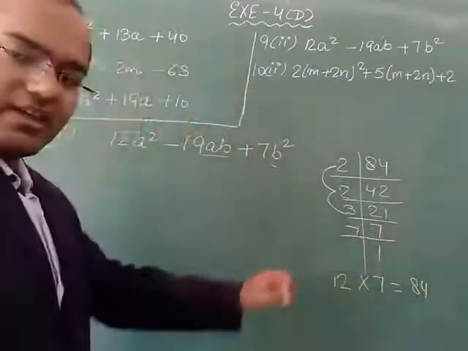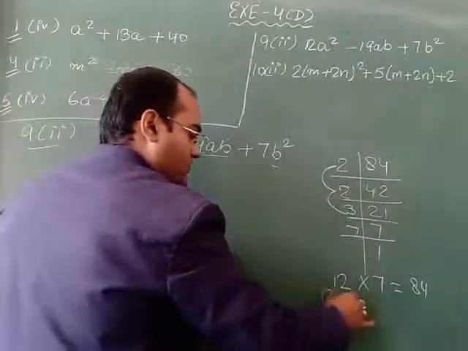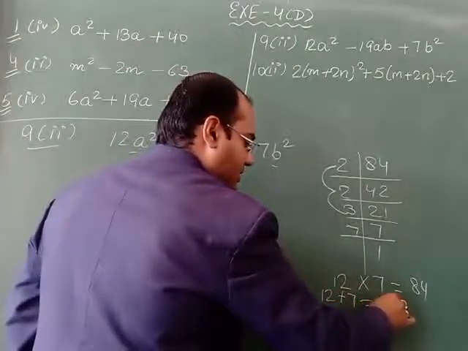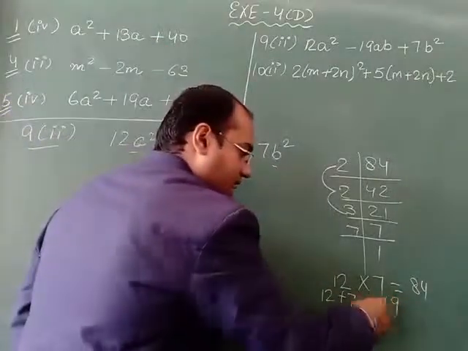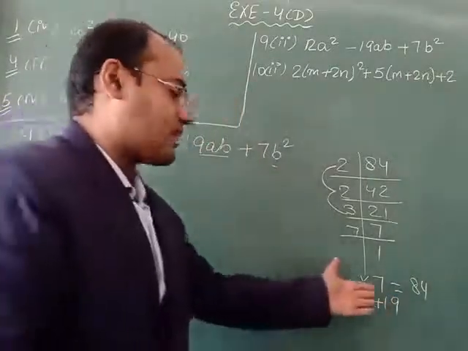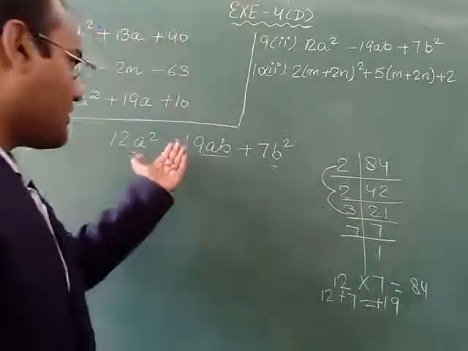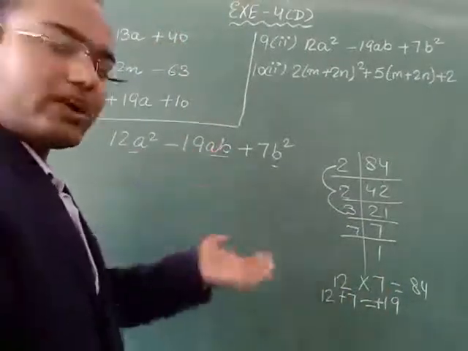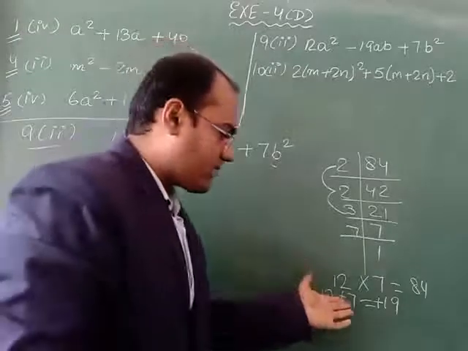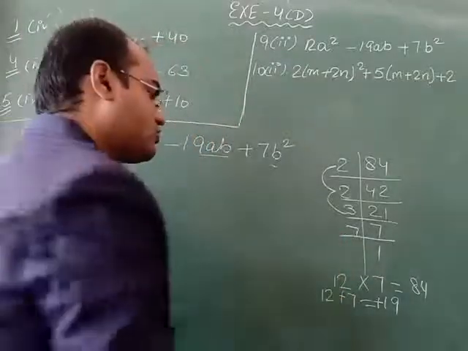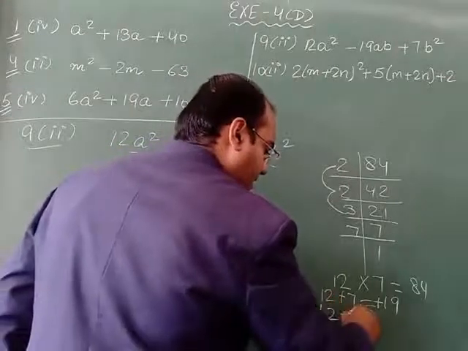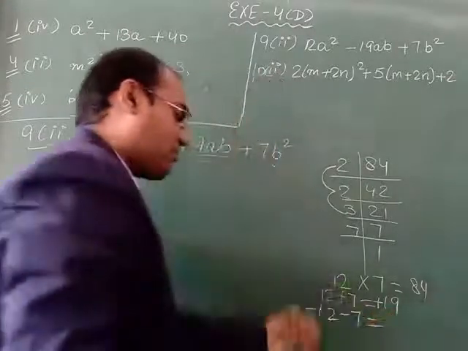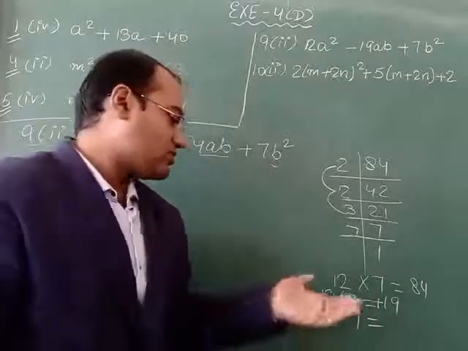So the product of 12 and 7 is 84. If we add them, 12 plus 7, the answer will be plus 19, but here it is minus 19. So what will we do? We will not take plus 12 and plus 7. We will take minus 12 and minus 7, because minus and minus is plus, so we will add them.